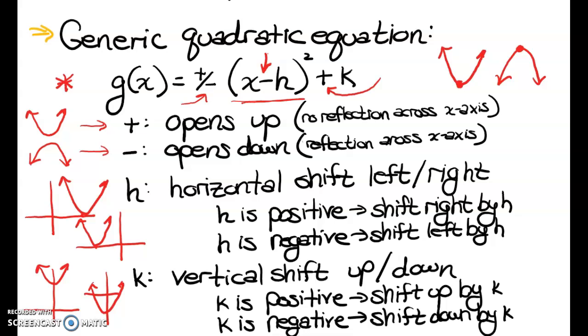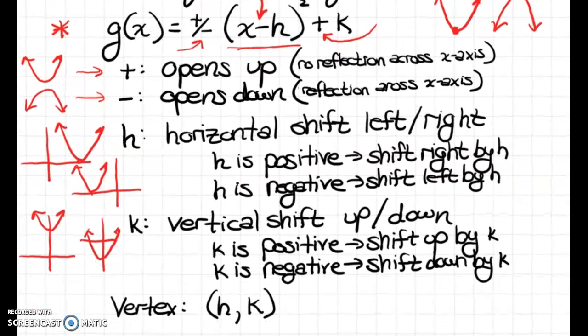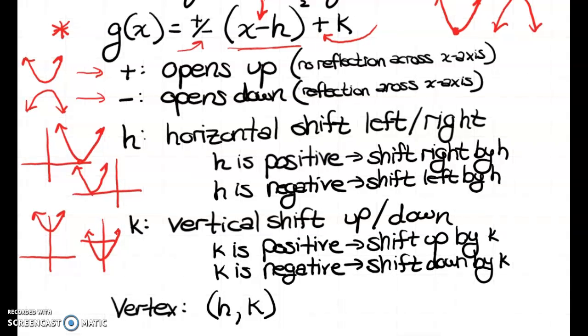We can state whether it's going to open up or down just by looking at the equation. We can figure out whether it's going to be shifted left or right, and whether it's going to be shifted up or down. So how do I know where the vertex is going to be? The equation actually tells us. This form of the equation is called the vertex form, and it gives us our vertex. Our vertex is h comma k. So if we can identify h and k, we can identify the vertex of our parabola.